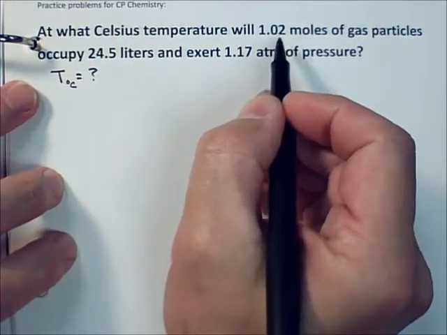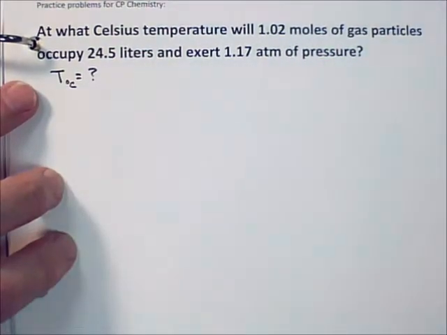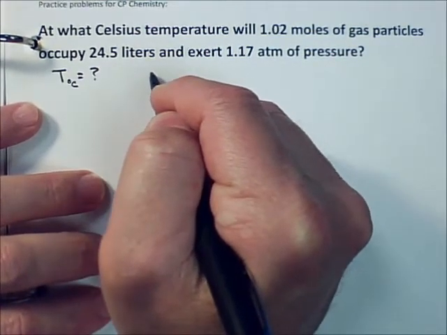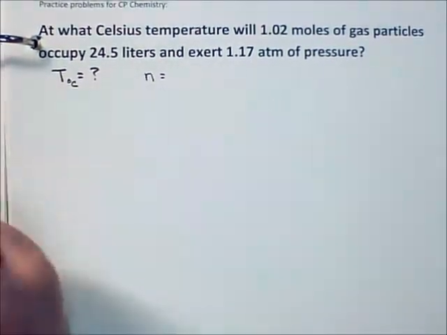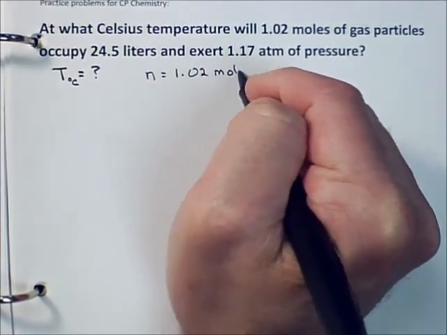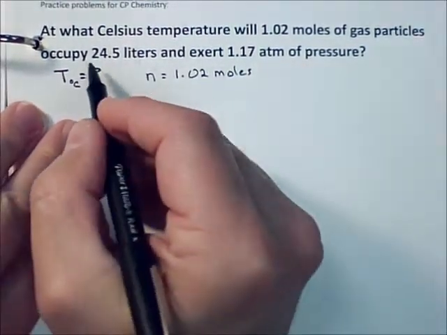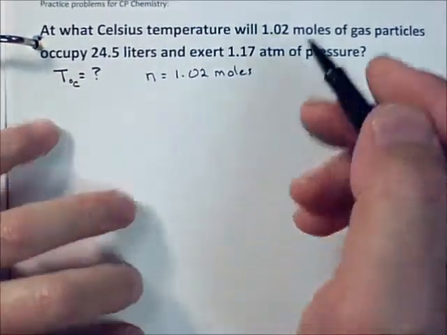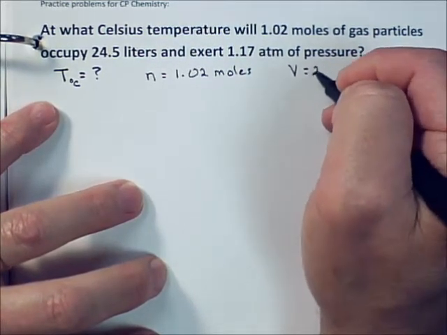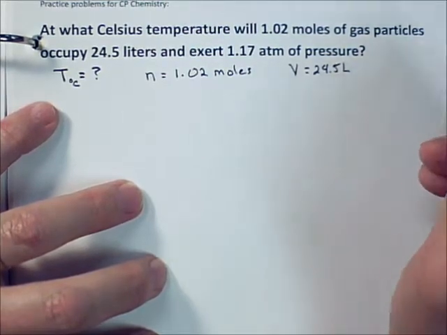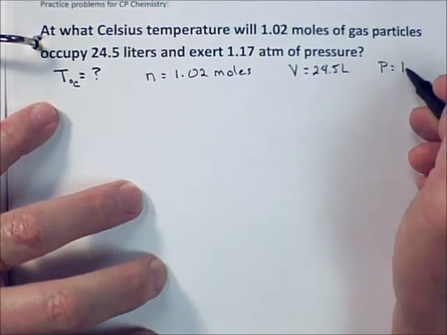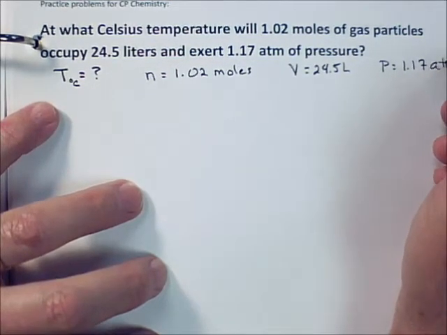Okay? I've got 1.02 moles. Well, I stated earlier that moles are symbolized by the letter N. So our variable for moles is N. We've got 1.02 moles. Okay, we've got 24.5 liters. You should know now that volume is measured in liters. 24.5 liters. And it says that the pressure is this. So that made it easy for you. You got P equals 1.17 atm.